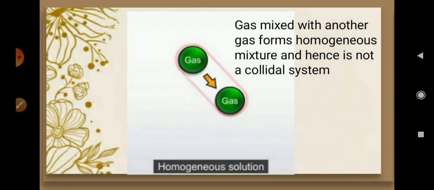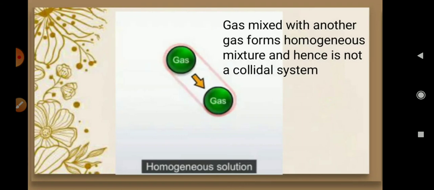What about gas mixed with a gas? Gas in gas actually makes a homogeneous mixture. And as we know that colloids are heterogeneous in nature. Therefore, gas mixed with gas will never make a colloidal solution. It makes a solution. Therefore, it is not taken in the category of colloids.